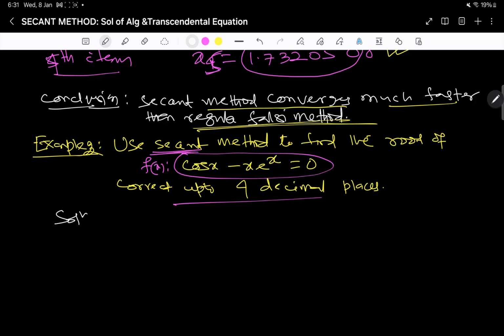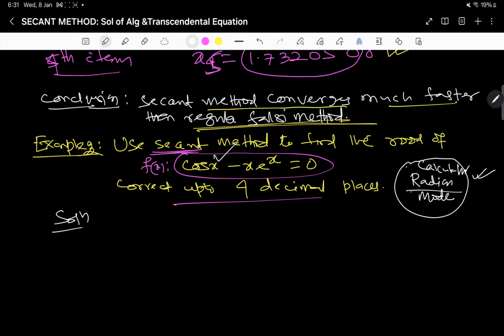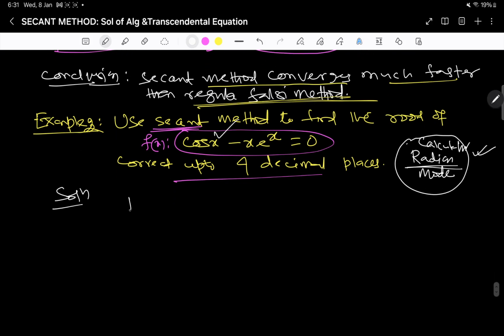Now coming to your solution, be sure that you bring the calculator to radian mode. Radian mode is important, because when you find a trigonometric function, we bring the calculator to radian mode. So let f of x is equal to cos x minus x e to the power x.